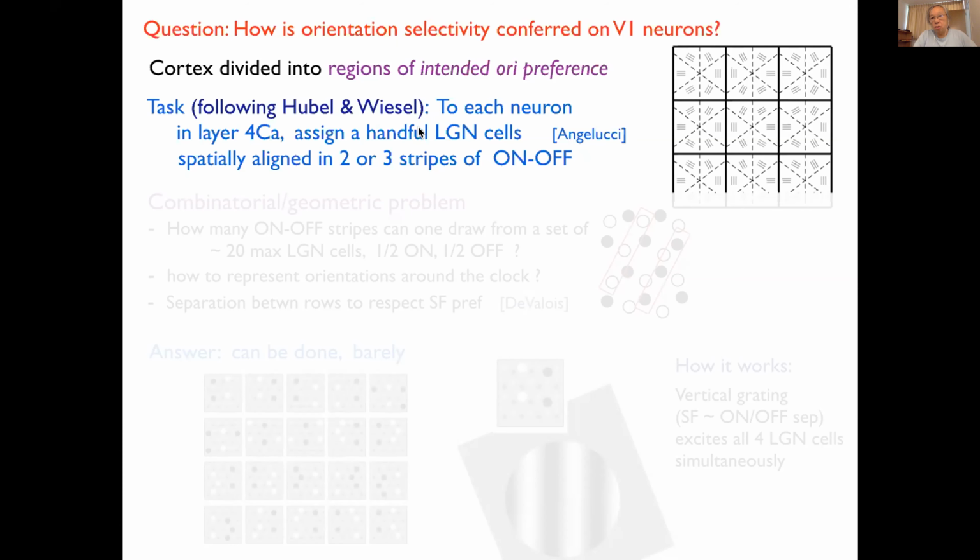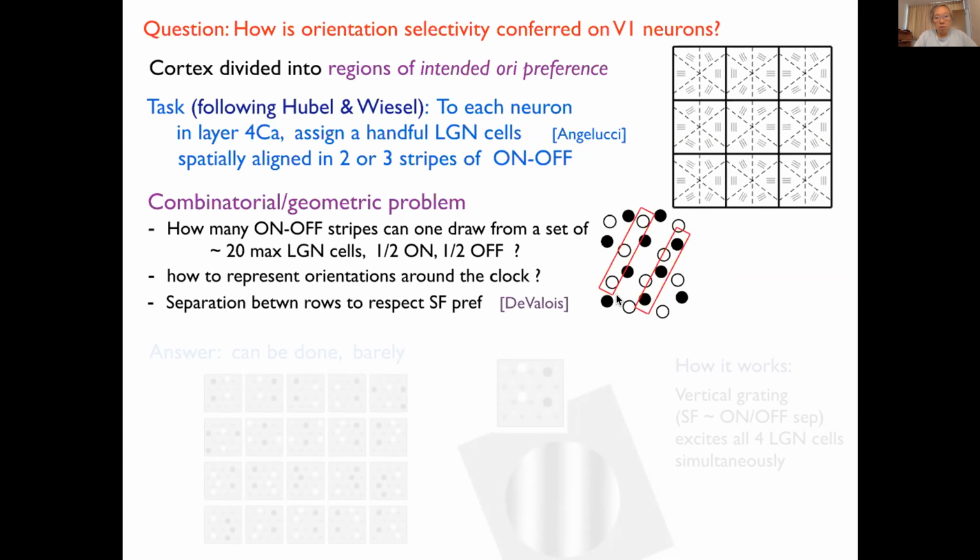Until fairly recently, people used to think that the number of LGN cells connected to a single V1 neuron was in the dozens maybe. It was only found not so long ago, mostly from the experimental results of Angelucci and also the sparseness of LGN cells, that it is really only very few, only a handful. Okay, so here's what I mean by rows of on and off.